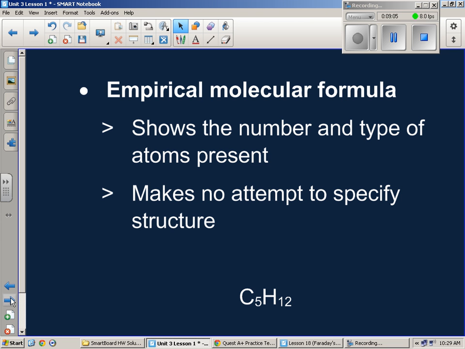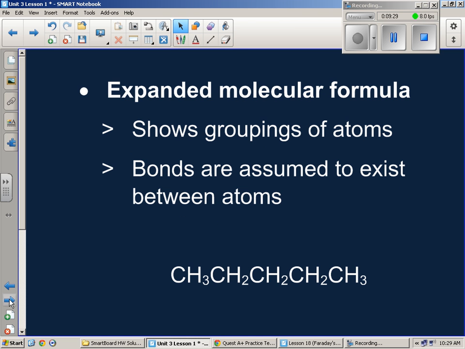Does it have 5 carbons in a row? Don't know. Possibly, that's one option. Does it have 4 in a row and then another carbon sticking up somewhere? Maybe. Does it have 3 in a row and 2 carbons sticking up and down or something like that? Possibly, I don't know. So this one's not very good other than telling you the general formula. That's the molecular formula. Expanded helps a little bit because it shows the groupings of atoms. Bonds are assumed to exist between atoms here.